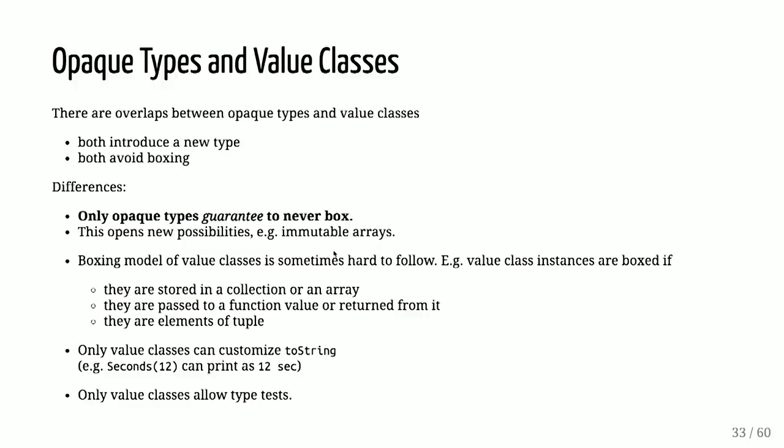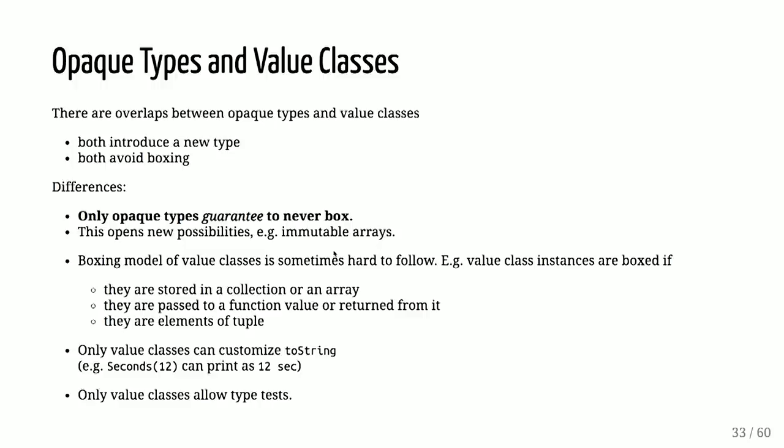So that's, I think, very important. The other downside of value classes is that the boxing model is sometimes hard to follow. For instance, value class instances have to be boxed if they're stored in a collection or in an array, if they're passed to a function value or returned from it, and if they're elements of a tuple. In all these cases, basically, we lose the monomorphic context, and we have to box the value class.